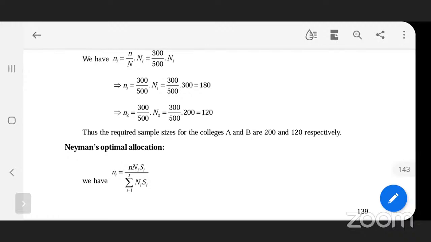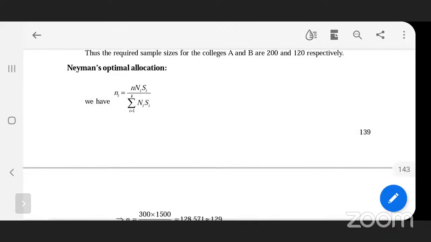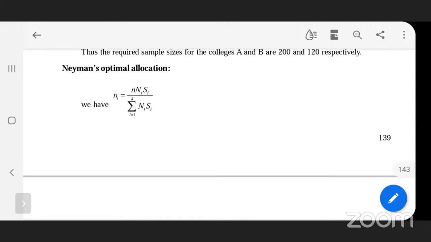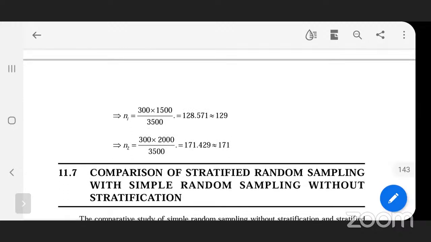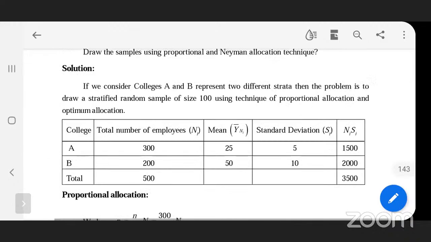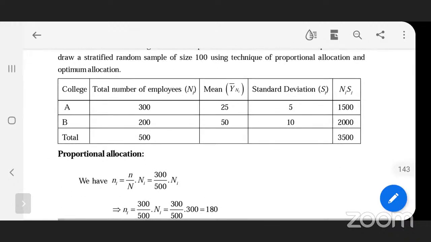These are the capital Ni and small ni values. Next, the optimal allocation formula is ni = n Ni Si / Σ Ni Si. If I substitute, n1 = 100 into 1500 divided by 3500, that value is clearly 43. n2 equals 100 into 2000 divided by 3500, so it is 57. These are the values of the Newman and proportional allocations.